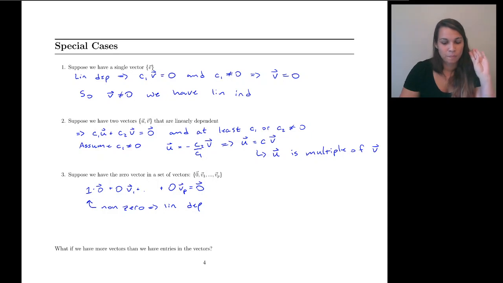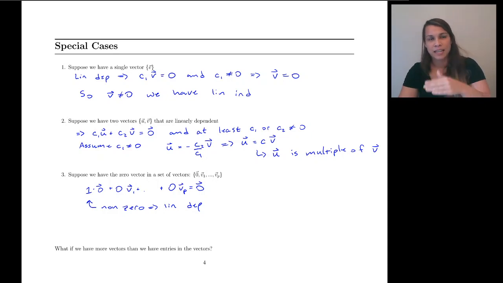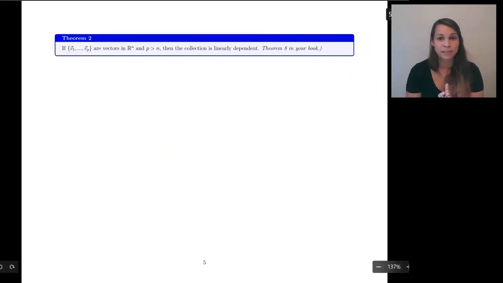Okay. Last special case. What if we have more vectors than we have entries in those vectors? So like we have 4 vectors, but we only have 3 entries in each vector. That brings us to a theorem. If we have p many vectors in Rn, which means we have n entries, and p is bigger than n, so we have more vectors than we do entries, then the collection is linearly dependent. This is Theorem 8 in your book.